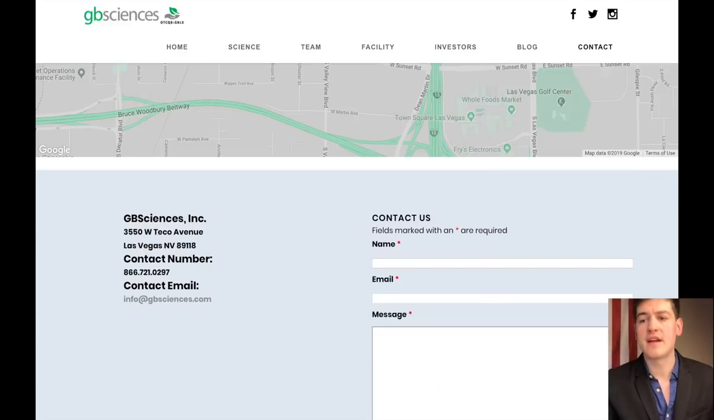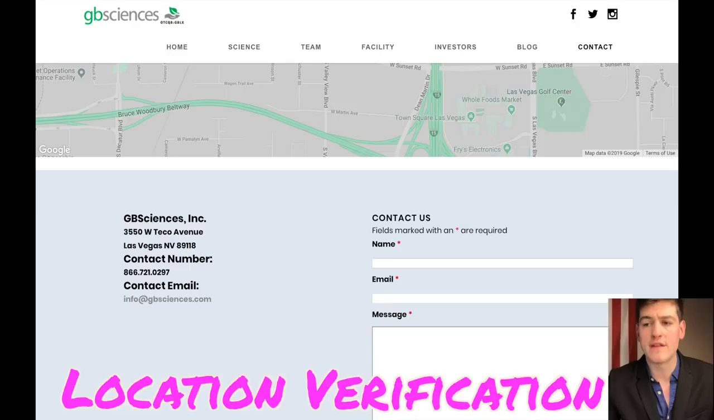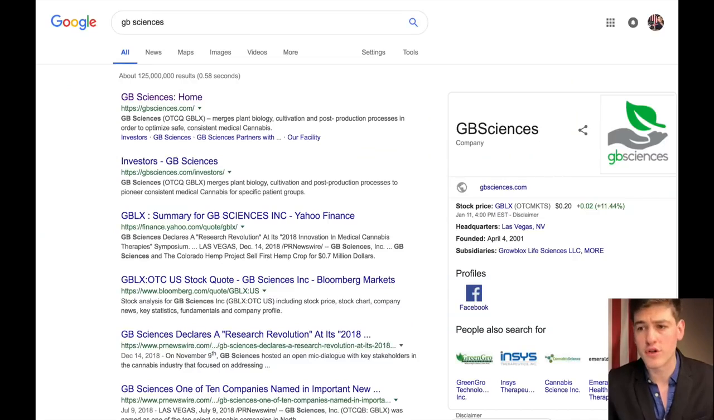So the next step that I like to do is the following. I call this step the location verification, and I use it as a way to filter out some ridiculous companies that are promising big things but are unlikely to succeed at them. So go ahead and Google your company. For this example, I'm going to be using GB Sciences, which is traded on the OTC exchange.